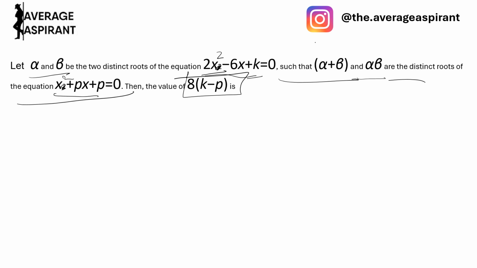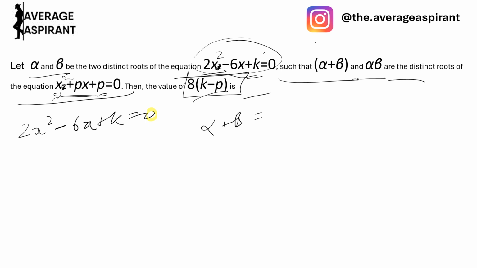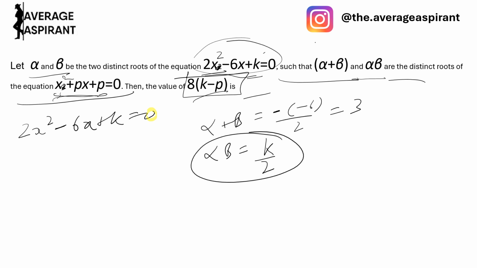Right. So from what I understand, we can find alpha and beta because of this equation, and then I think we can also find p, and then we'll see if we can find k. So from the first equation, 2x square minus 6x plus k is equal to 0, we have alpha plus beta is equal to minus b by a, so minus of minus 6 by 2, which would be 3, and alpha beta would be c by a, which is k by 2. Now we have this, correct? Apart from this, do we have anything? No. Okay.